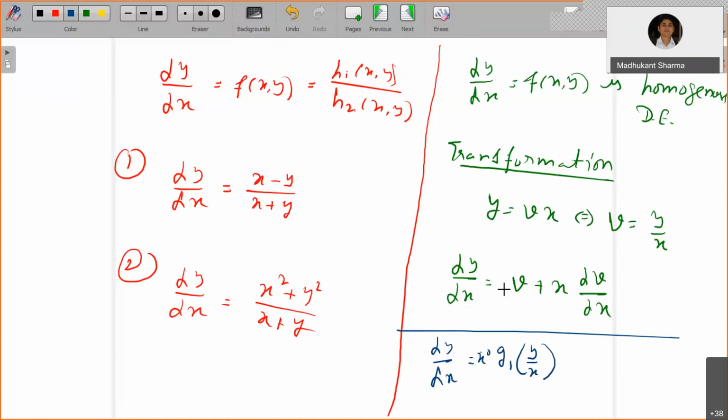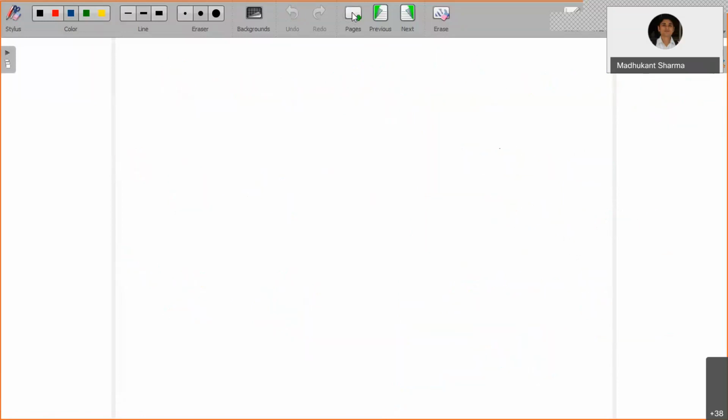Now, once you are assuming v equals y by x, that is y equals vx, then you will replace dy by dx by this, and the right hand side is purely a function of v only, and then you can apply the variable separation method. Okay, so let me give you a stepwise one.